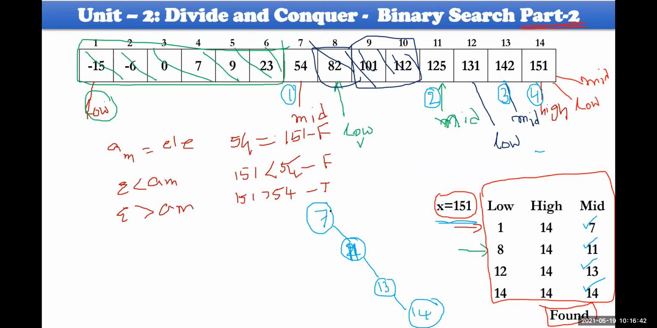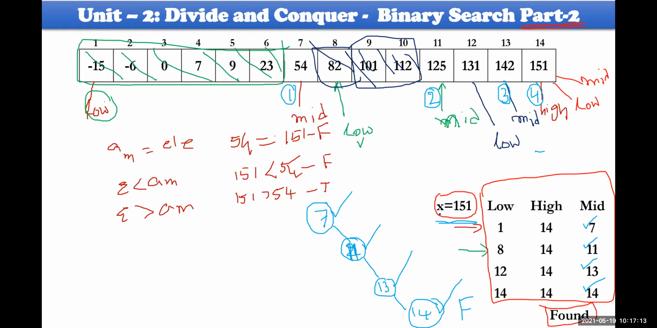First, it is going to search the 7th position. Then it is going to search the 11th position. Then the 13th position. And finally, the 14th position. Therefore, here the search will be successful. The element is 151. This is the decision tree, the partial decision tree for element equal to 151 in this particular example.